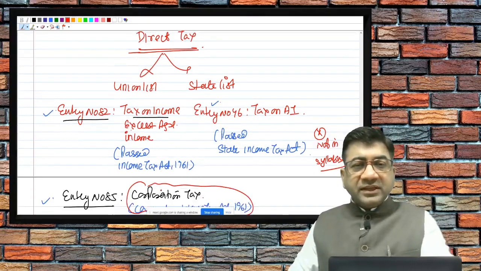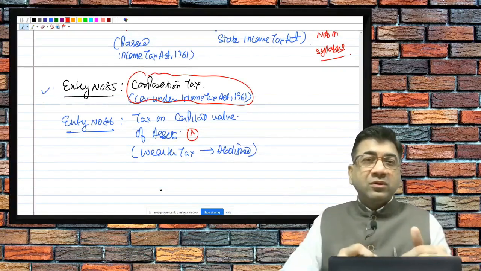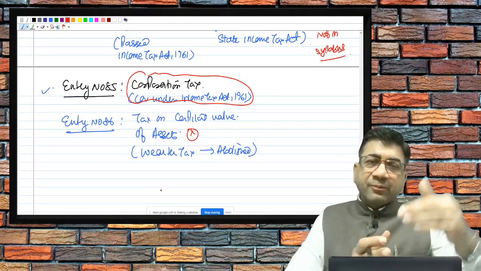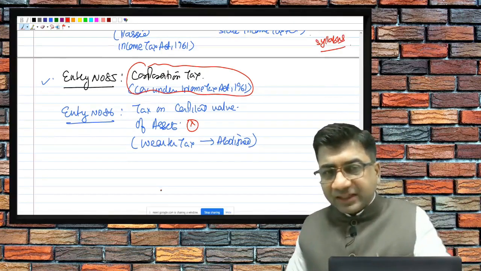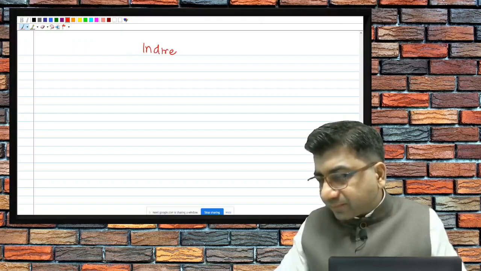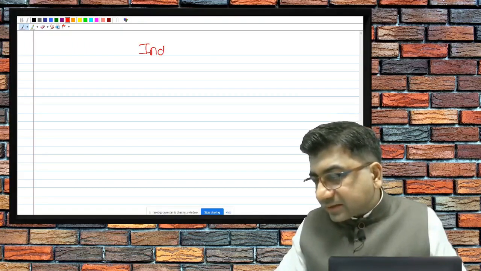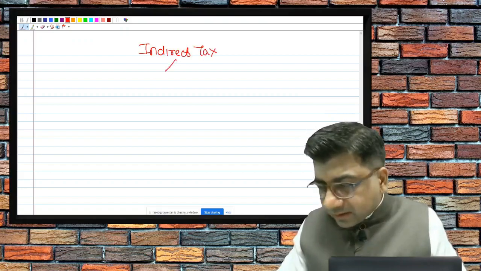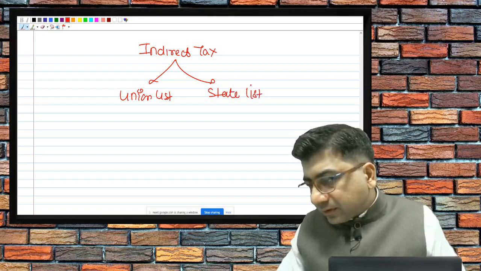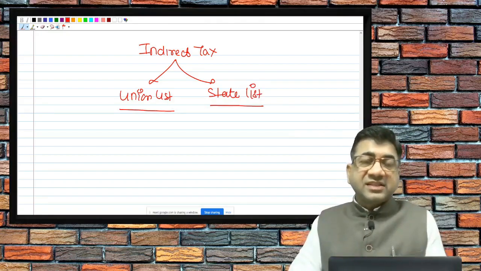So friends, I'm going to now tell you the indirect tax system before introduction of GST, the key entries that were there and how now the entries have been deleted after the GST, so that you will know what were the problems and how these entries have been deleted. Now see, indirect tax system. Again, union list and state list. Now let's see the key indirect tax entries of the union list and the state list, just like direct tax, I've told you.